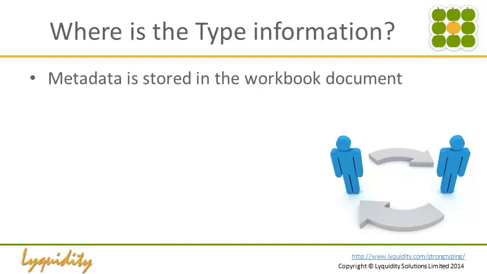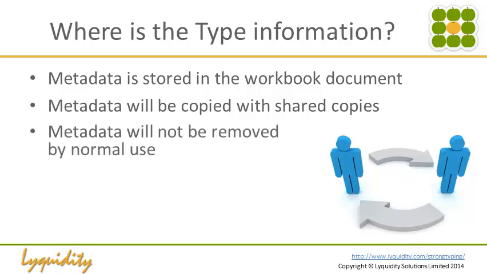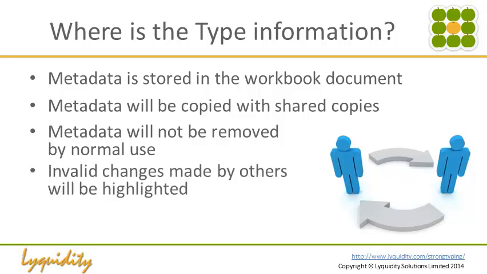The metadata, that is the types, scopes, assertions along with details of their assignments, are stored within the workbook document. This means the metadata is copied with the workbook document whenever a copy is made, or a copy is sent to colleagues for change and review. The metadata will not be removed by someone who does not have the add-in installed, and the metadata will not be removed through the normal use of Excel. However, because the metadata is in the workbook, it can be removed by someone hacking the document file.